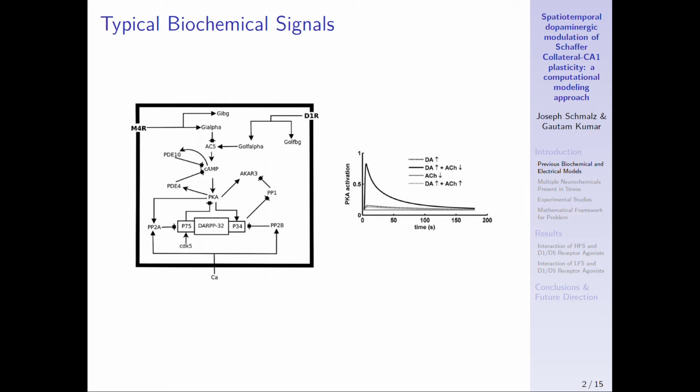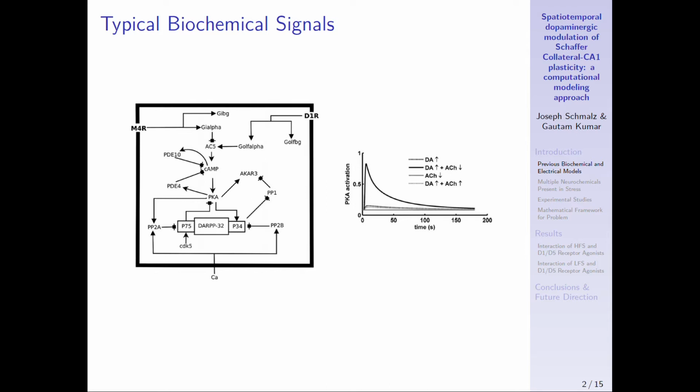There also exist much slower biochemical dynamics that govern the activity of the neuron, especially at the synapse, which is the connection between two neurons. Here I am showing you an example of one of the biochemical pathways present in the striatum of the basal ganglia. This biochemical pathway is activated by dopamine and acetylcholine binding to their corresponding receptors. As you can see here, these dynamics involve multiple reactions and intermediates, which can be hard to observe in experiment.